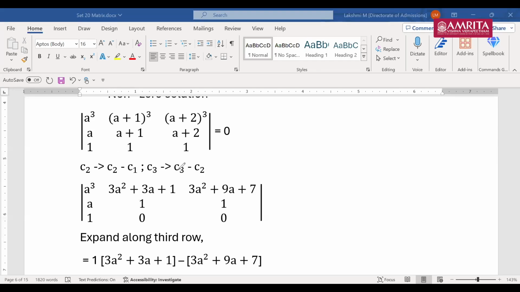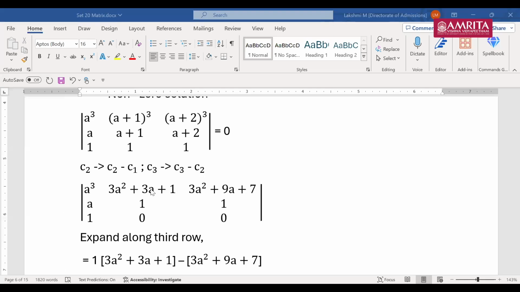And similarly, you can do the same thing with this column also. C3 minus C2. The cube terms are gone, and this is 3A square plus 9A plus 7. You can just expand this with the formula and subtract it, so it will be more clear for you. The A is gone, 2 minus 1 is 1, 1 minus 1 is 0. Now this is the only row in which the expansion becomes easy, so you can just expand with that row.